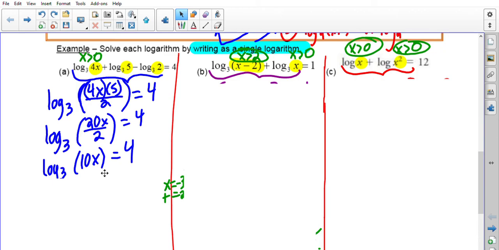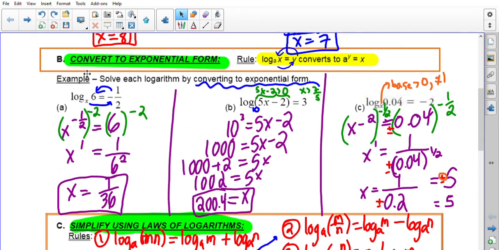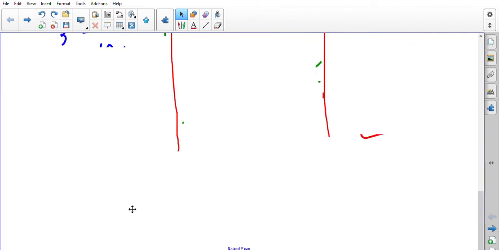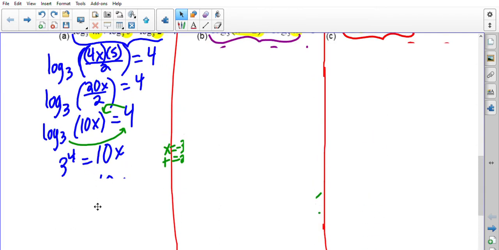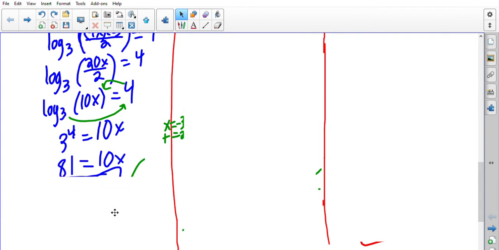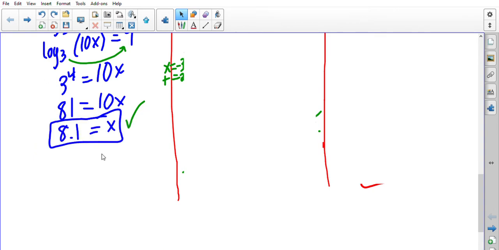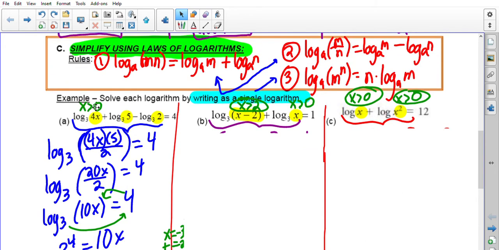All right, so now we're in a similar scenario as we were in part B. Now we're going to convert to exponential form, using the wraparound method. So 3 to the 4 is equal to the argument, 10x. 3 to the 4 is 81, so 81 equals 10x, and now divide both sides by 10. So x is equal to 8.1. And I just make sure my answer works up here. Yes, 8.1 is greater than 0.